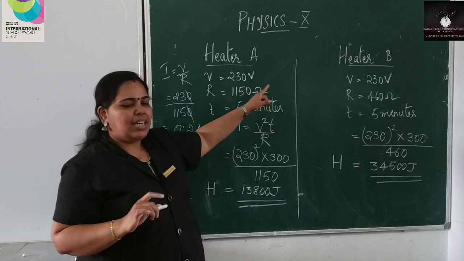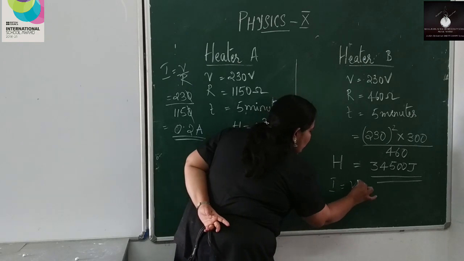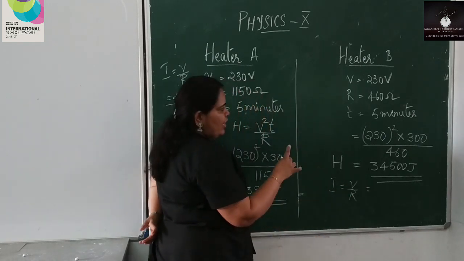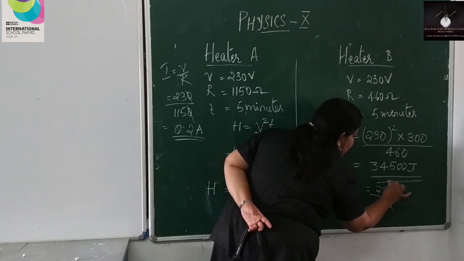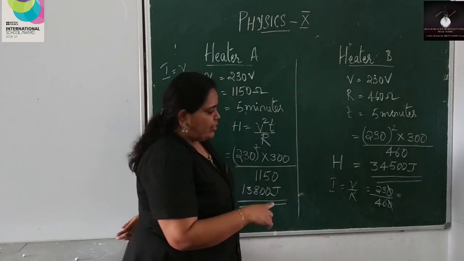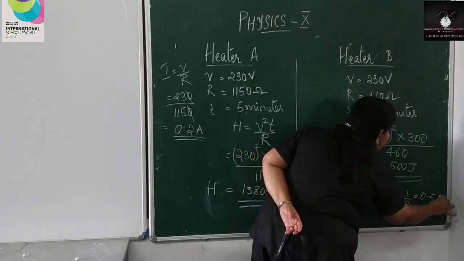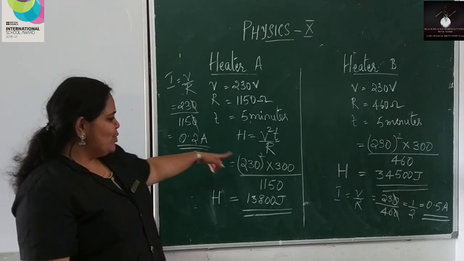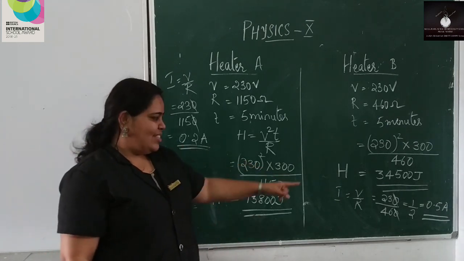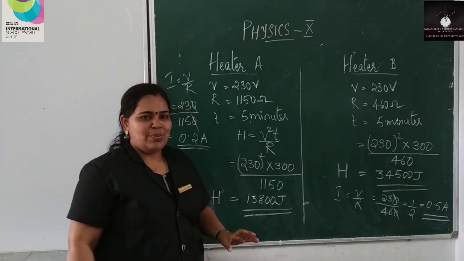Now we can find out the current flowing through heater B. Okay. I is equal to V by R. What is V? 230 divided by 460. Cancel the zeros. That is 23 by 46, 1 by 2. It is equal to 0.5 ampere. Okay. Whether it is 0.2 or 0.5, which is greater? Yes, 0.5. So, through heater B, current flows more.